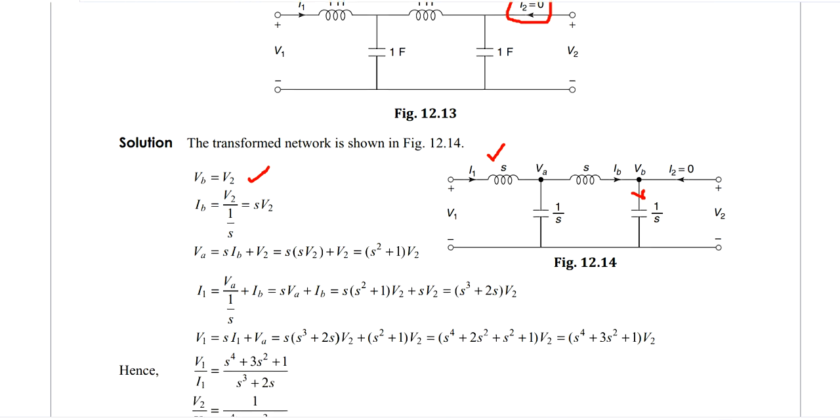Now coming to the KVL here. In this loop the KVL equation is written. VA is equal to S into IB plus the voltage across this, that is VB or V2, both are the same anyway. So VA is equal to S IB plus V2. With that you will get this equation. This is from the loop equation KVL.